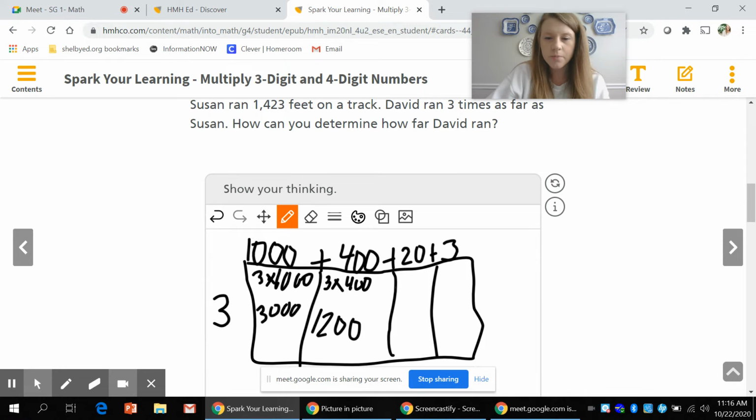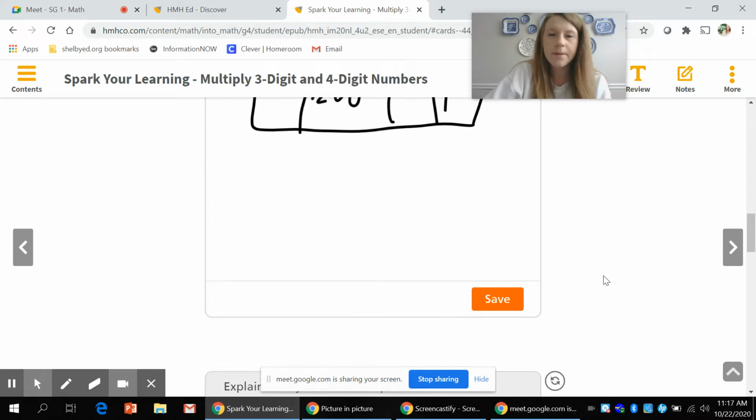Next square or box is 3 times 20. What is 3 times 20? 60. Good. And then the last square. This one is a square because it's the same on both sides. 3 times 3. What is 3 times 3? 9. All right, now what?